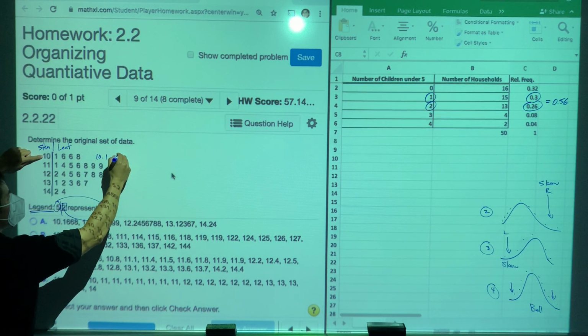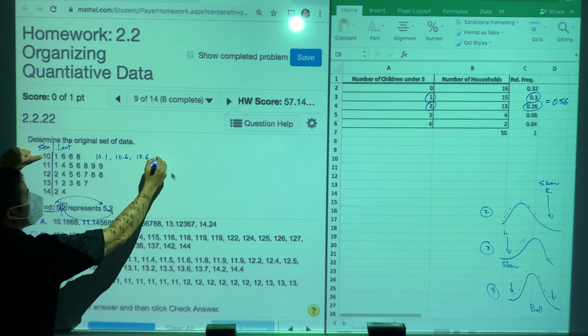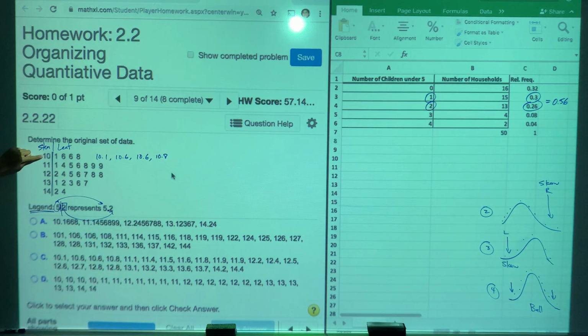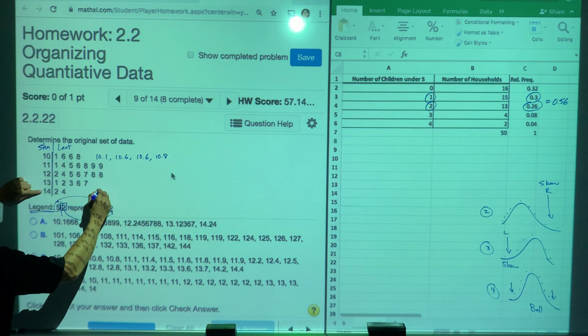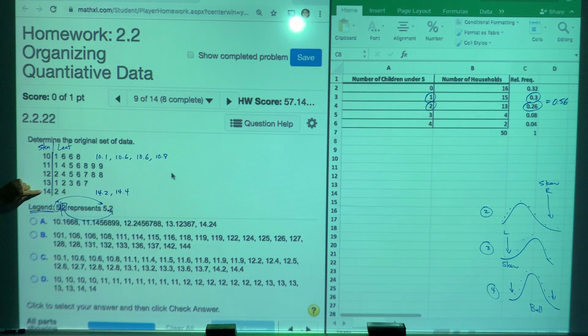Then 10.6. Then another 10.6, and then a 10.8. And so on and so on, all the way down over here, which would be 14.2 and 14.4. You guys following me? Now, I said a moment ago that it's very important to pay attention to the legend.